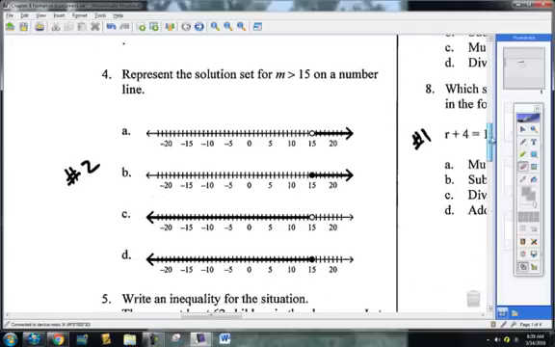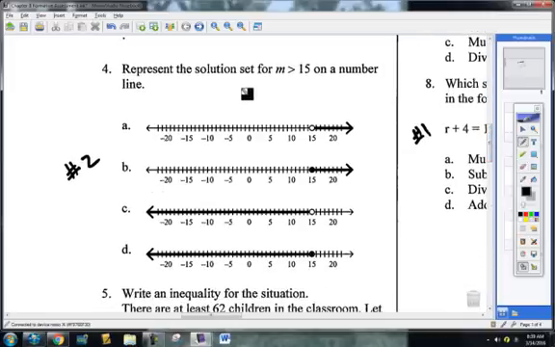Number 4. Okay, we're talking about the inequality, m being greater than 15. So right away, based on that alone, what 2 answers can I eliminate right away? Okay, well I guess you can look at it 2 ways. I thought about it as open dot, closed dot, but I see you guys are saying it's m greater than, so you're eliminating the ones that are shaded to the left. I always say start with the dot. You can do it however you want to think about it.